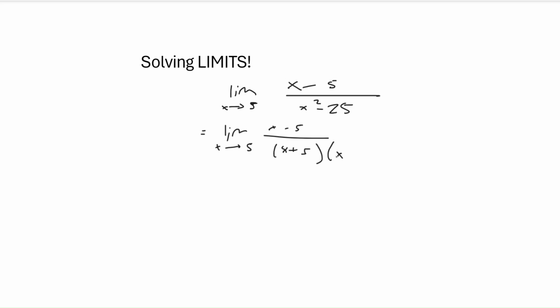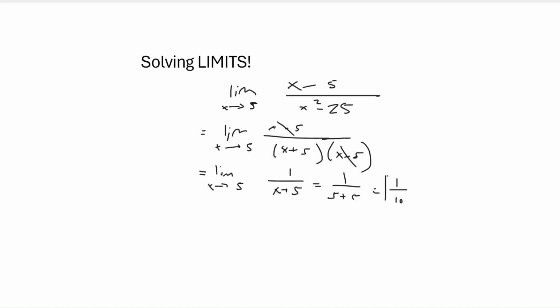What we can do is go ahead and cancel the x minus 5 terms, and we will be left with the limit as x approaches 5 of 1 over x plus 5. Now we can solve this, because if we plug it in, we'd have 1 over 5 plus 5, which would give us 1 over 10, or 1/10.